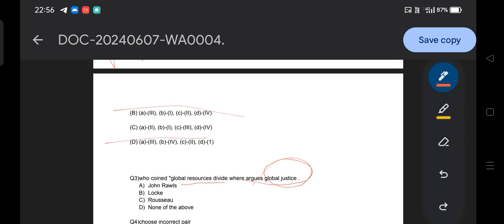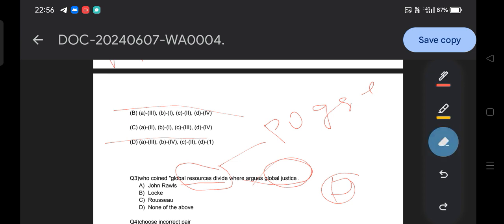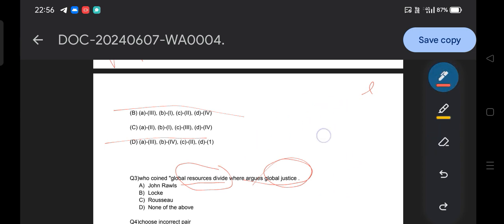It is a very nice question, and the answer is option D, none of the above. The concept of the global resource divide was coined by Thomas Pogge. Thomas Pogge coined the term global resource divide, or the concept of global justice. You also remember Thomas Pogge's book, World Poverty and Human Rights, on cosmopolitan responsibility.